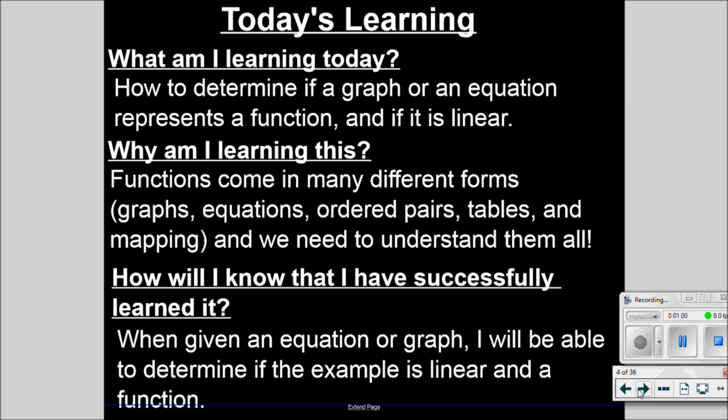And then finally, how will you know that you successfully learned it? At the end of class, you're going to have some work time. You're going to be given an equation and a graph, and you're going to have to determine if the example that you're given is linear and if it's a function. If you can do those things, you'll know that you've successfully learned what we're talking about today.